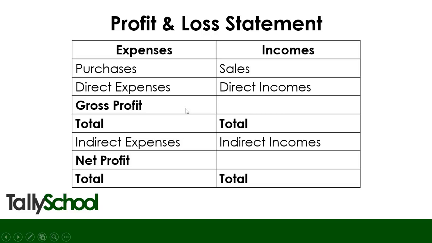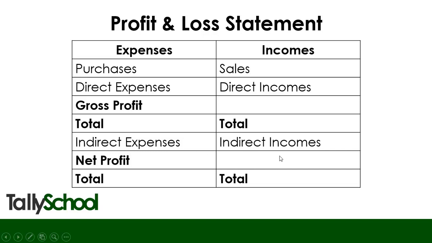Now that will be carried forward here, and we will then total the indirect incomes plus gross profit and deduct the indirect expenses, and we will get the net profit. On the other hand, if these indirect expenses are more than the indirect incomes, or there is a gross loss here, we will get net loss. So let's move to our example.